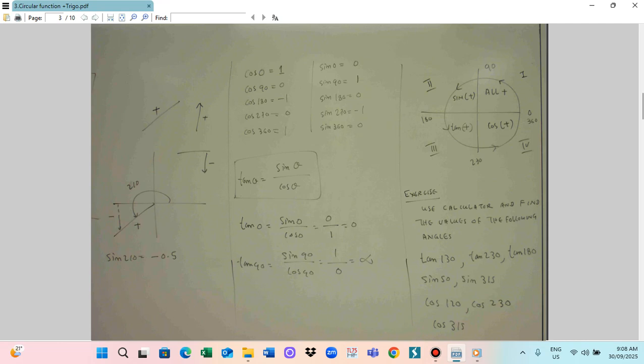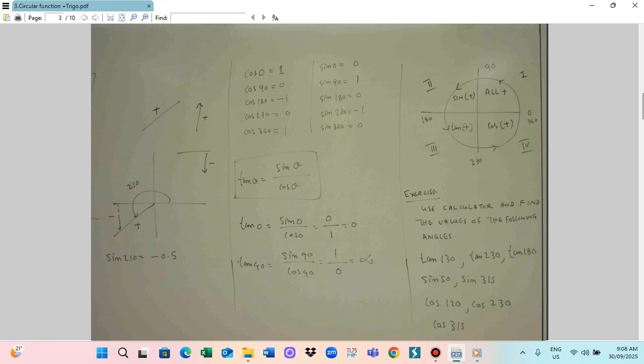Tangent theta is equal to sine theta divided by cos theta. So this is the function of the tangent. Tangent is sine by cos, so that we can find tangent 0. Tangent 0 is equal to sine 0 by cos 0. Sine 0 is 0, cos 0 is 1, so tangent 0 is 0.